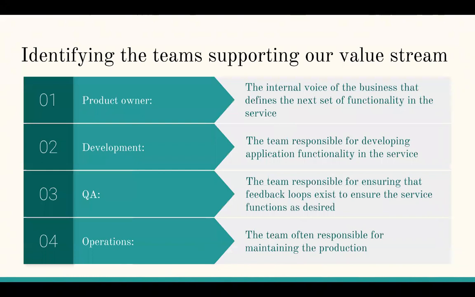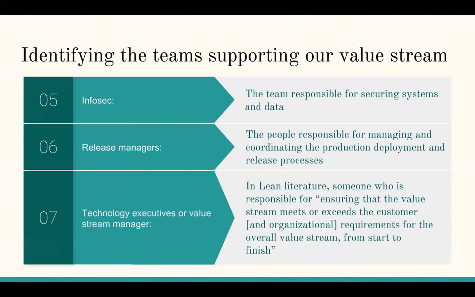The first one is the product owner. It's the internal voice of the business that defines the next set of functionality in the service. There's a development team, the team responsible for developing application functionality in the service. QA is the team that ensures that the feedback loops exist. The next one is operations, the team that's responsible for maintaining production. InfoSec is responsible for security systems. Release managers are responsible for coordinating the production deployment and release process.